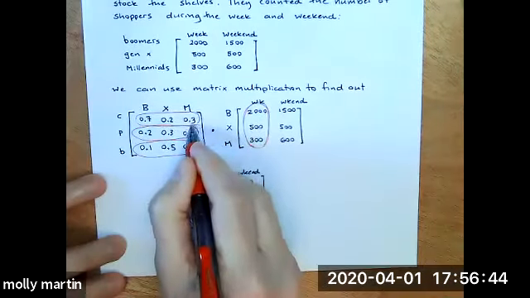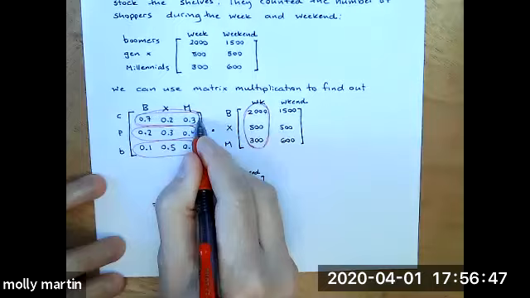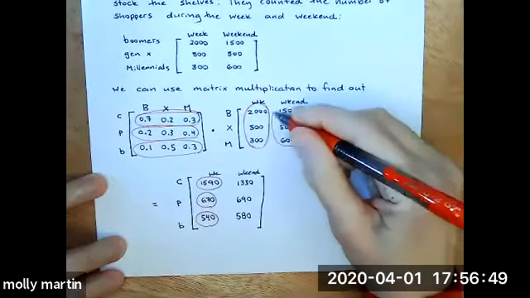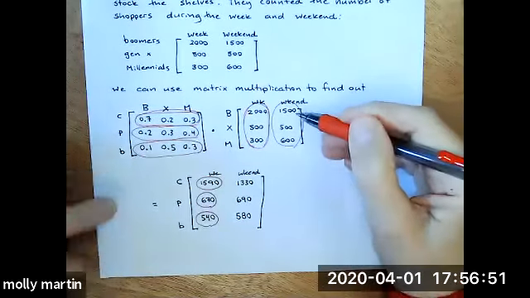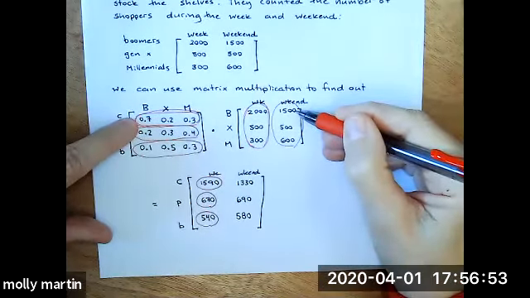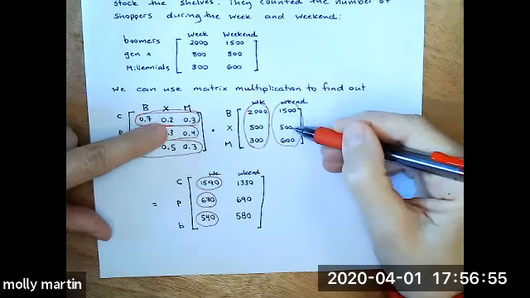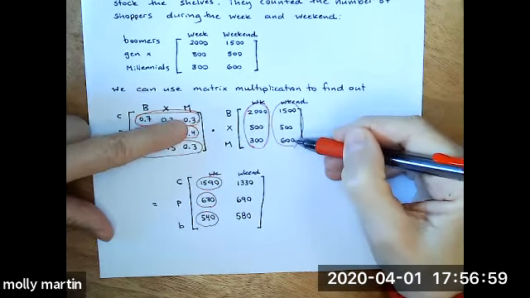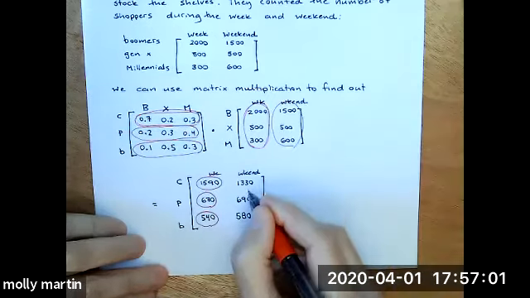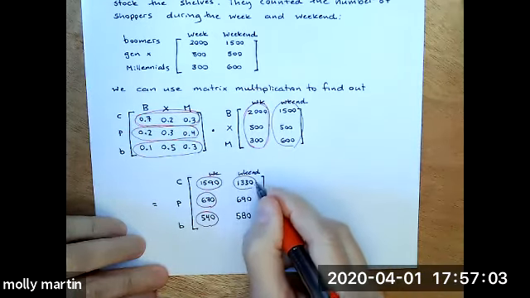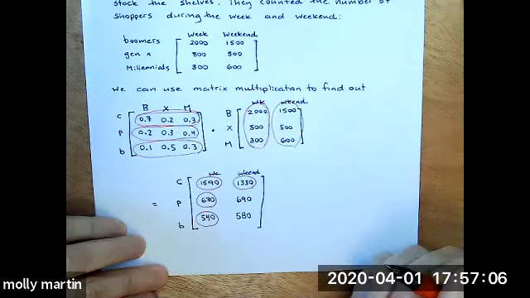We multiply the first row times the second column. That's 0.7 times 1,500 plus 0.2 times 500 plus 0.3 times 600. And that result goes in the first row and the second column.